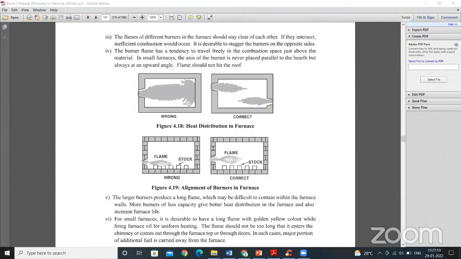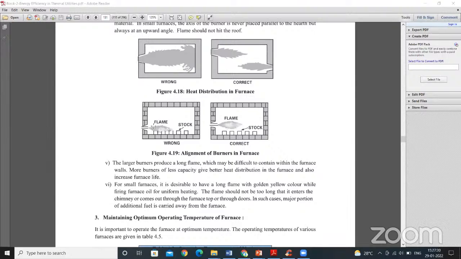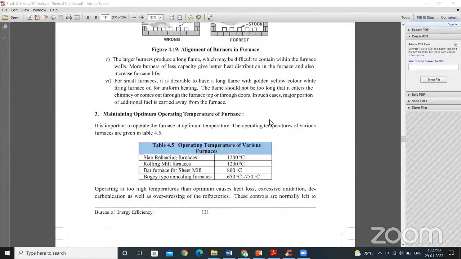Now, another important point is how the burner is going to be placed inside the chamber. This is wrong, and this is going to be right. You can see it should not directly heat the chamber. This is for the cupola furnace, not for the induction furnace. Induction furnace is different. It should be like this.